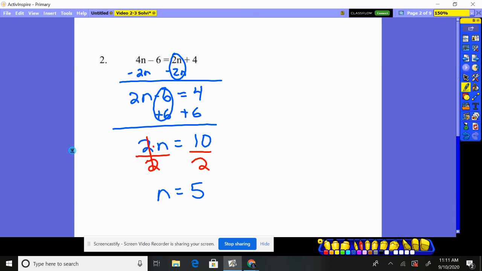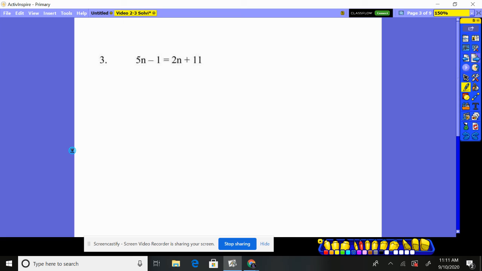We can plug it back into the top. 4 times 5 minus 6. Does that equal 2 times 5 plus 4? That's 20 minus 6. That's 14. That's 14. Yes, it works. I know that my answer is correct.